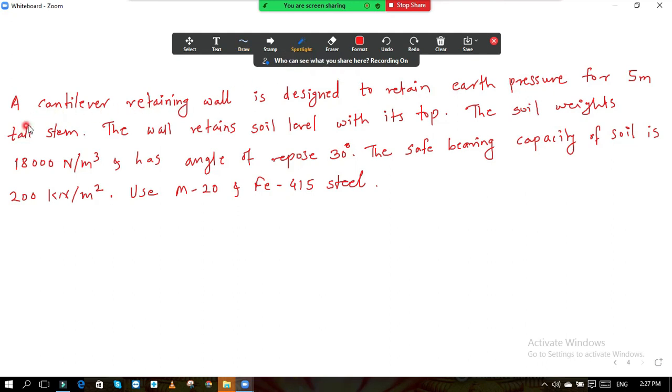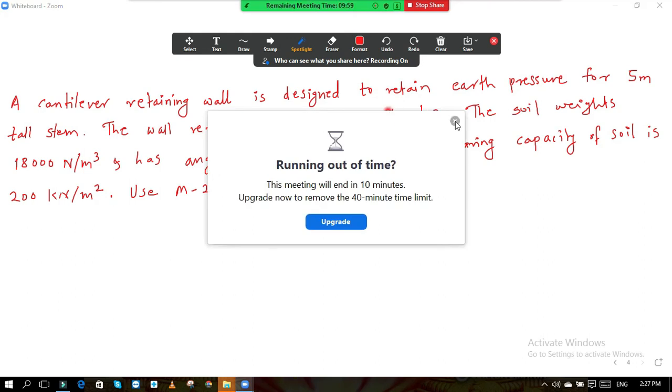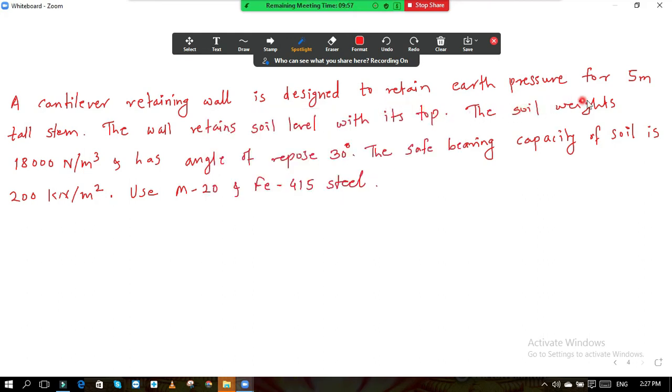We will read the problem once again. A cantilever retaining wall is designed to retain earth pressure for a 5 meter tall stem. The wall retains soil level with its top. The soil weighs 18,000 Newton per meter cube and has an angle of repose of 30 degrees. The safe bearing capacity of soil is 200 kN per meter square. Use M20 and Fe 415 steel. Okay, so this is the given data. Now we are going to solve the problem.